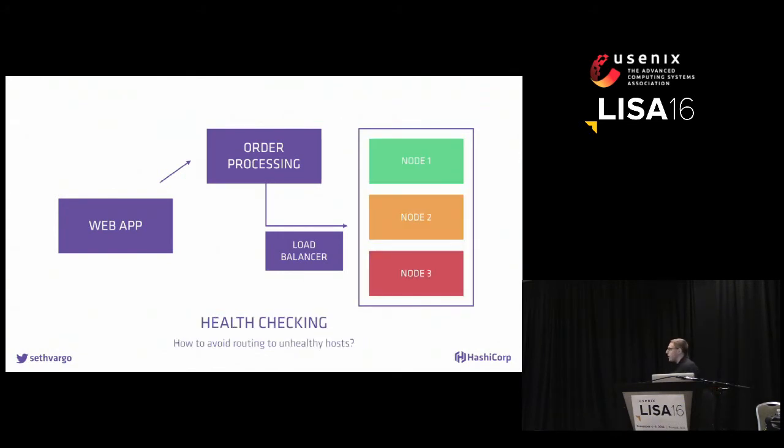And then lastly, behind that, and sometimes this is integrated with the load balancer, is how do you avoid sending traffic to unhealthy microservices? So if a microservice defines its own health, how can we make sure that the web app doesn't send that particular node an order so that we don't accidentally lose it or whatever?